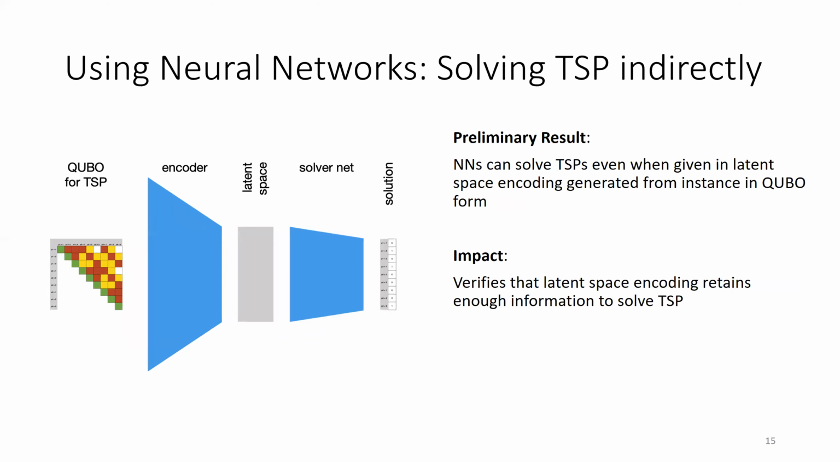Then we tried to solve TSPs indirectly. So we took a traveling salesman problem as a QUBO, encoded it into the latent space, and the latent space encodings were pushed into the solver network in order to find a solution. The preliminary result is that this neural network can solve TSPs even if it's given in this latent space encoding generated from instances in QUBO form. So this verifies again that the latent space encoding retains enough information to solve TSPs.